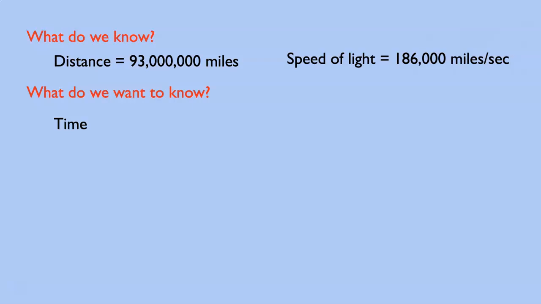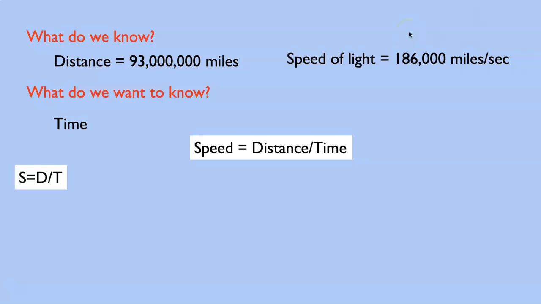Well, this is one of the equations that I require you to know for my class. Speed equals distance over time. I'm going to abbreviate it with letters. S equals d over t. Now this equation would be fine if we were trying to determine speed, but we already know the speed and we want to determine the time. So we need to rearrange this equation to get time all by itself on one side of the equal sign.